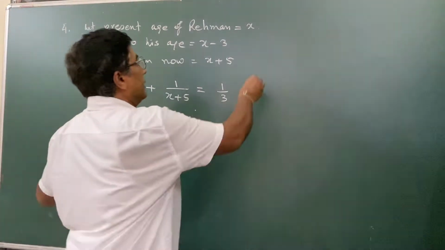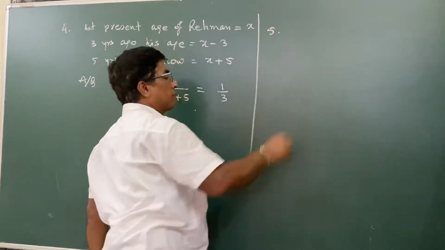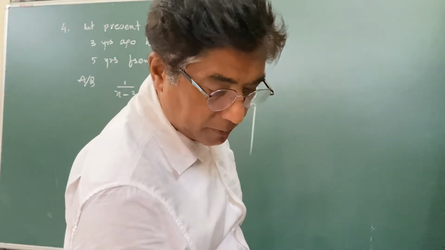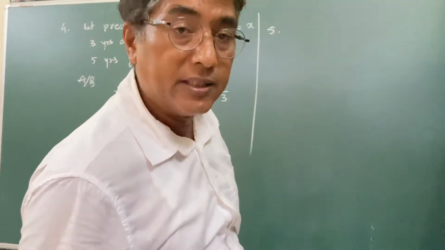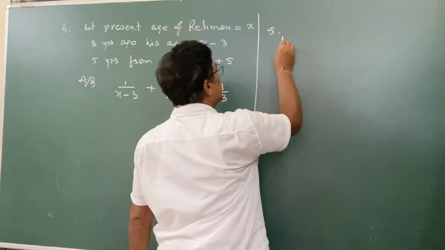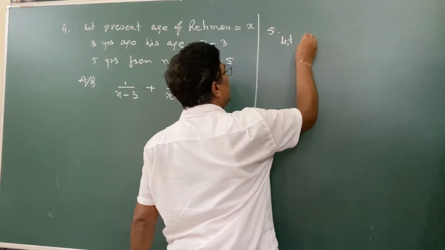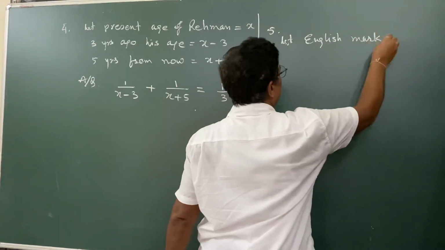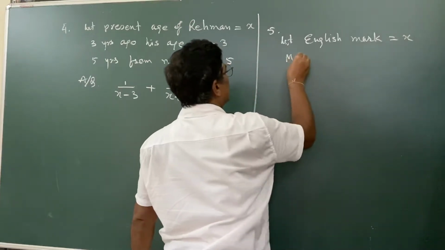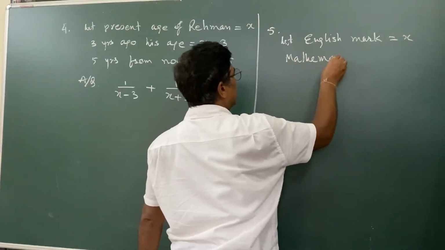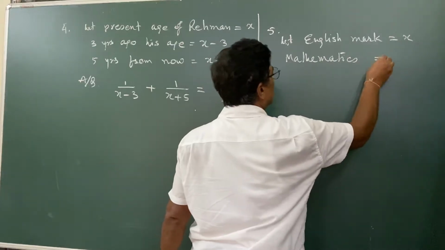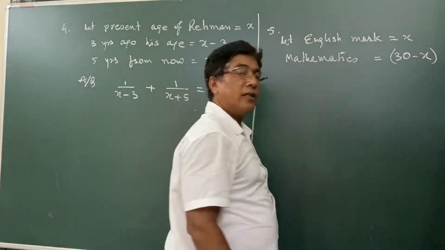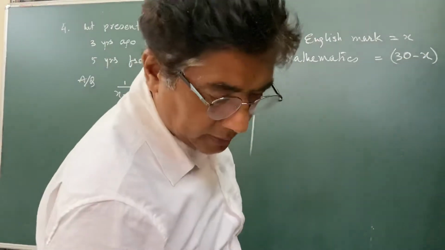Yes. Then next one, the fifth one. What is the fifth one? In a class test, the sum of Shefali's marks in mathematics and English is 30. So let English mark be x. So mathematics marks will be 30 minus x. Because together she got 30. English and maths together she got 30.